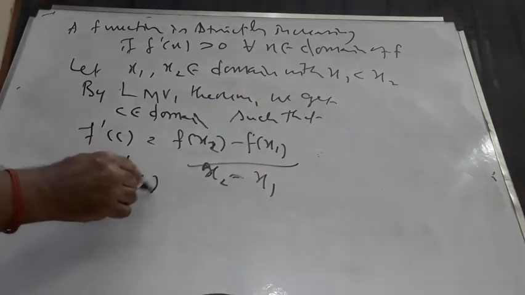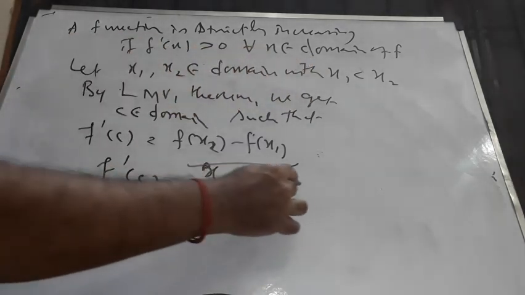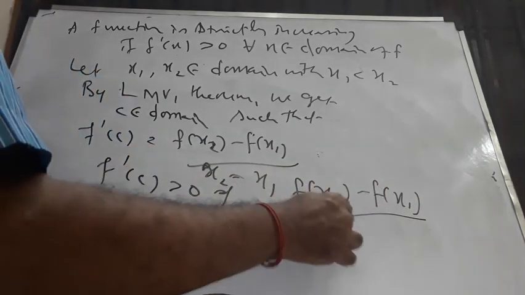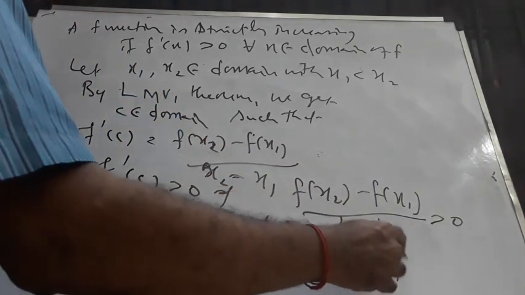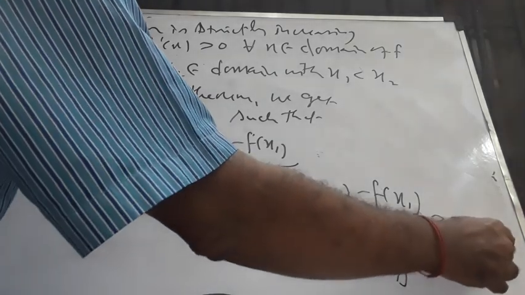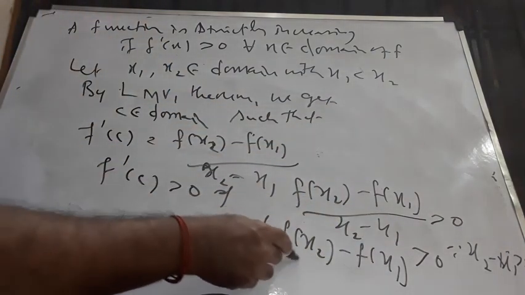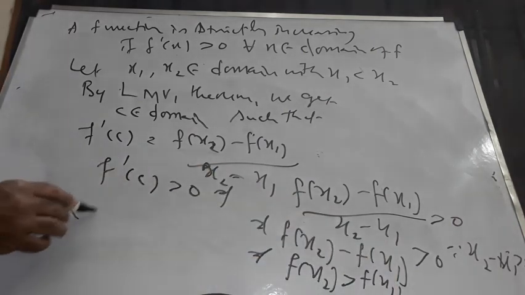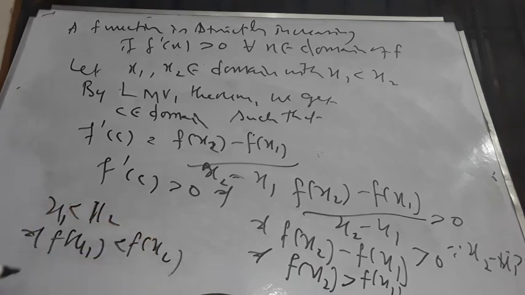Listen carefully, f dash of c is greater than 0, it is already given. Now f of x2 minus f of x1 by x2 minus x1 is greater than 0, which will imply f of x2 minus f of x1 is also greater than 0, since x2 minus x1 is greater than 0. See here, that is greater than 0. Now the numerator should also be greater than 0, which implies f of x2 is greater than f of x1. Now x1 less than x2 implies f of x1 less than f of x2. The condition is satisfied. Therefore it automatically becomes an increasing function.